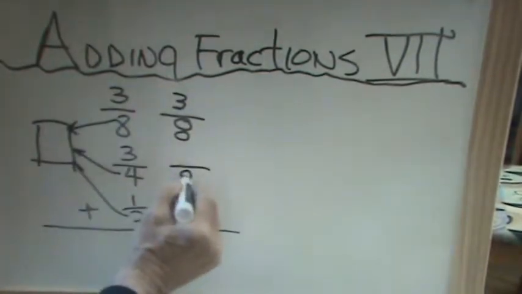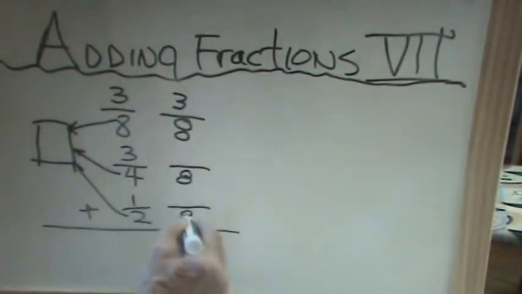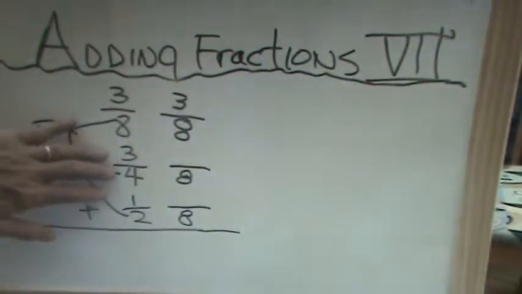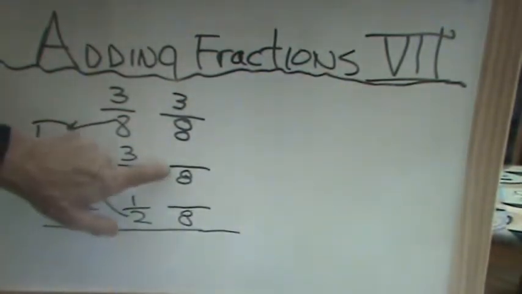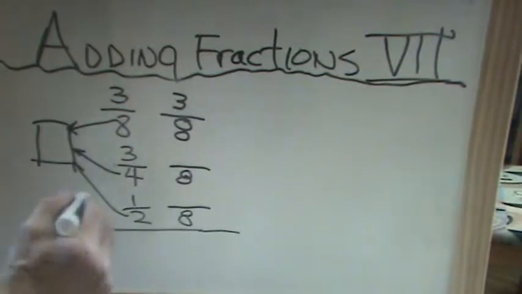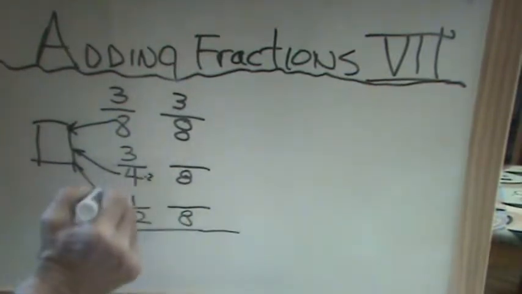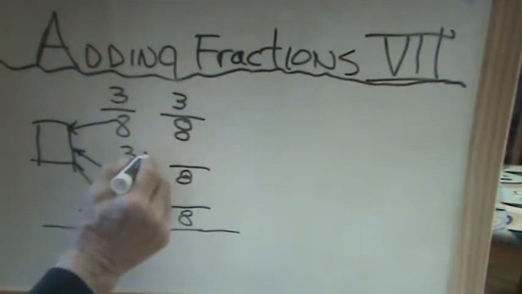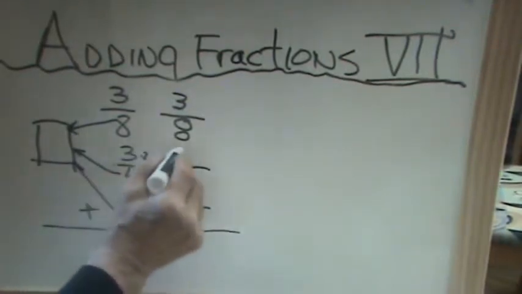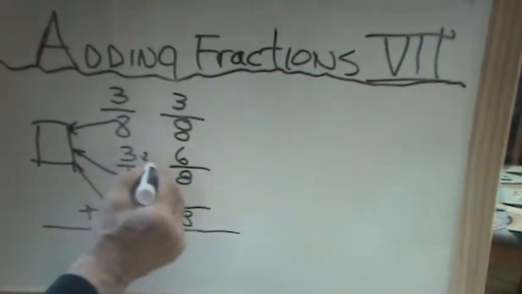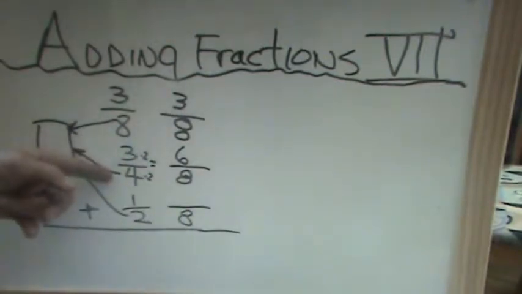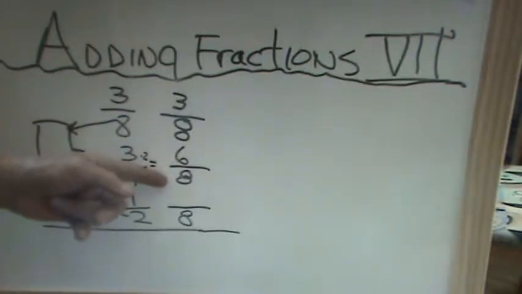And we're going to raise these two fractions to denominators of 8. Well, 4 times what number gives me 8? 4 times 2 gives me 8. So I'll multiply this by 2. 3 times 2 is 6. So I've raised the fraction 3/4 to an equivalent fraction that's named as 6/8.